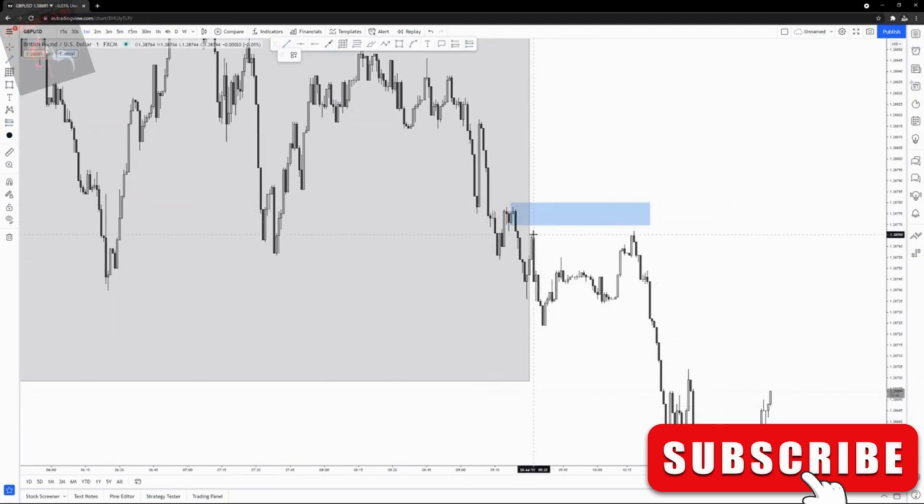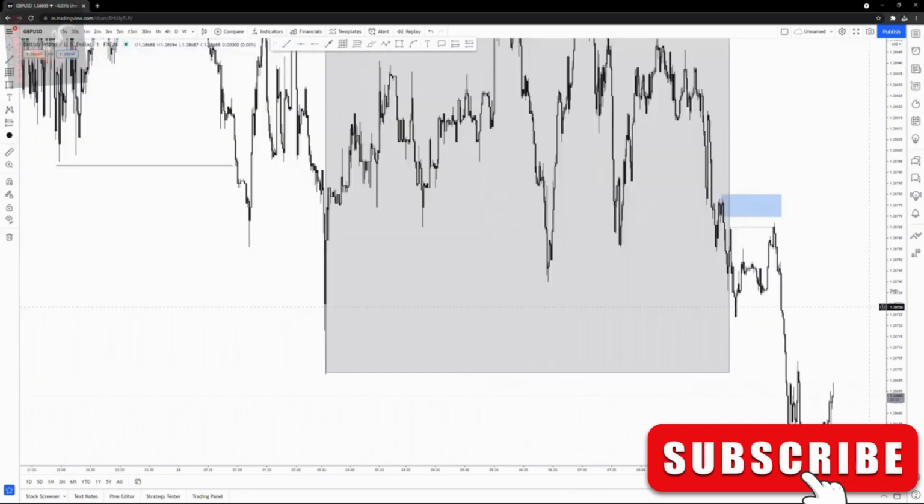we need to stay on a lower time frame. The lower time frame shows us everything. So I was waiting for this to be taken out and price to tap into this, because why? This was an inducement. This was an inducement.